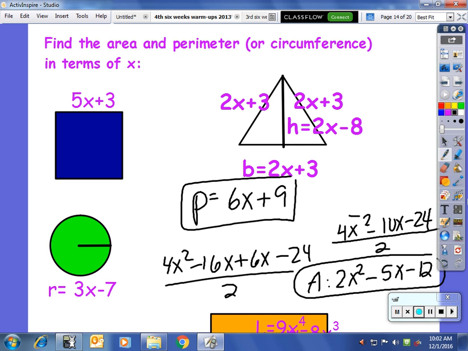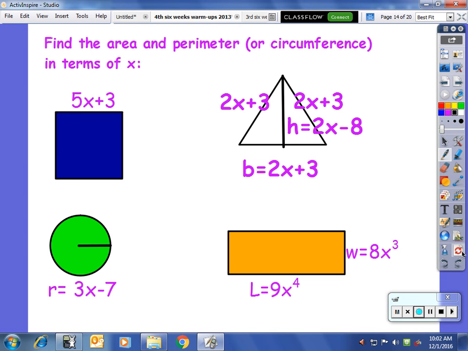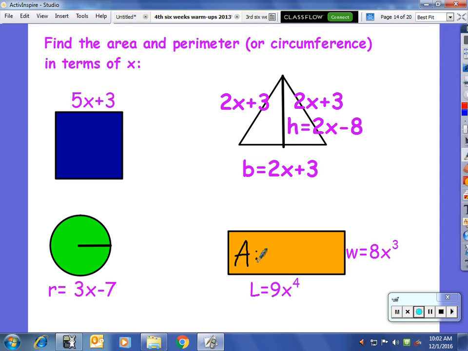Okay, the last one's a rectangle, and I went back to chapter 6 type dimensions. Area of this rectangle, what is it? Length times width, which would give you 72 x to the 7th.